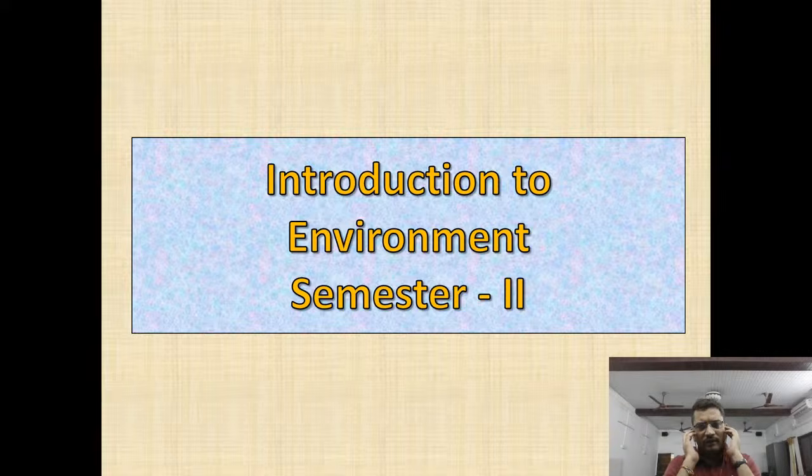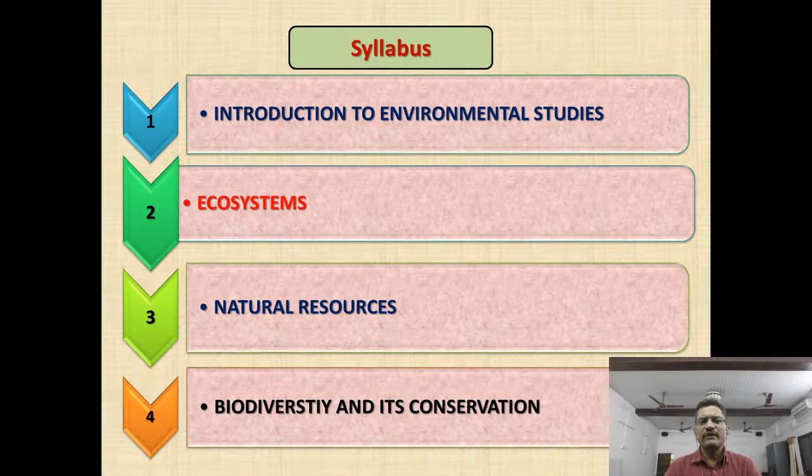The paper is Introduction to Environment. The syllabus is spread over four modules. Introduction to Environmental Studies is the first module, Ecosystems is the second module, Natural Resources is the third module, and Biodiversity and its Conservation is the fourth module. I will try to cover the major part of the first module in this lecture, and then the rest of the part we will discuss in the lecture schedule tomorrow.